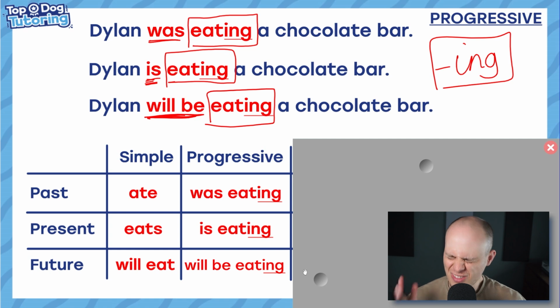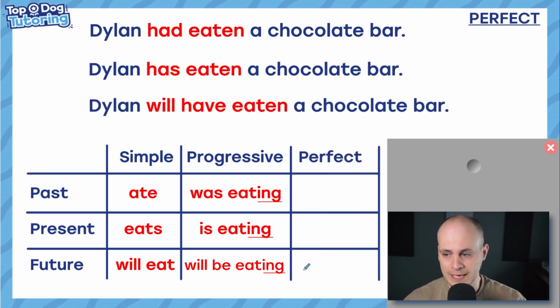Now we're going to move on to the perfect tense. Now this is the one I think from my experience that most people start to get confused with. Okay, so here's the perfect tense, and we're going to write them in as we go. So Dylan had eaten a chocolate bar. I want you just to hear them to see if it even makes sense to you. Dylan has eaten a chocolate bar. Dylan will have eaten a chocolate bar.